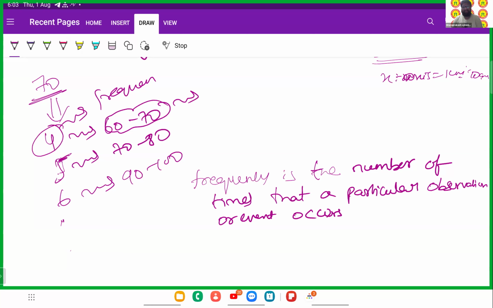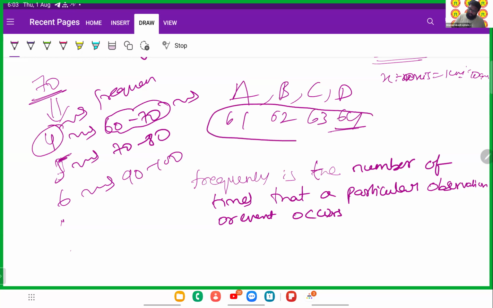So what is my frequency here from the given data? 4 students scored, so four students. Suppose the 4 students are A, B, C, and D. A got 61, B got 62, C got 63, and D got 64. Do these marks fall in the frame of 60 to 70? Yes, sir. 60 to 70 is called the event, that frame of marks.